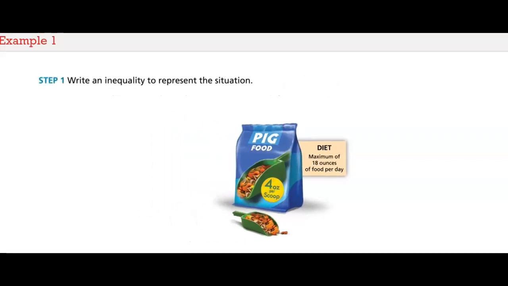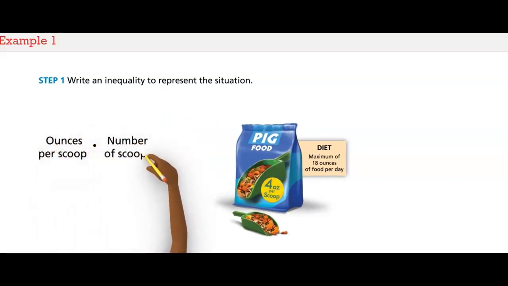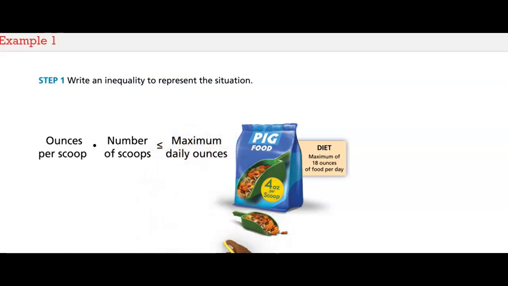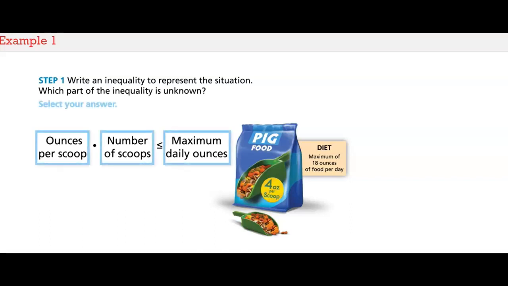Since the problem states that the pig can have no more than 18 ounces, we can write an inequality to represent the situation. The number of ounces per scoop times the number of scoops she feeds him must be less than or equal to the maximum daily number of ounces. Which part of the inequality is unknown? Select your answer.